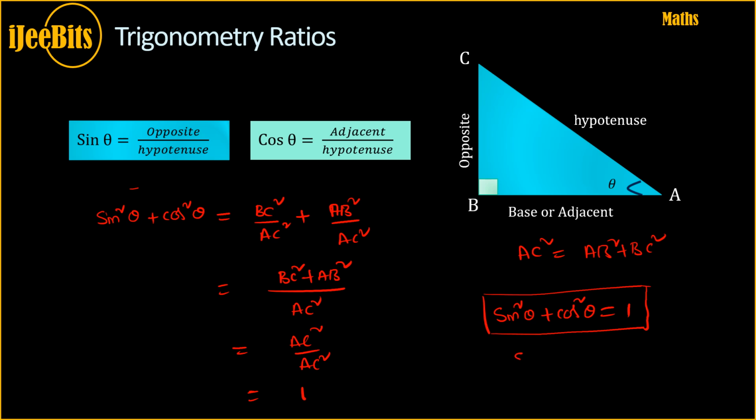Okay, sine square theta equals 1 minus cos square theta, isn't it? You can move it to the right side. Similarly, cos square theta can also be written as 1 minus sine square theta. These are the formulas that you can remember.